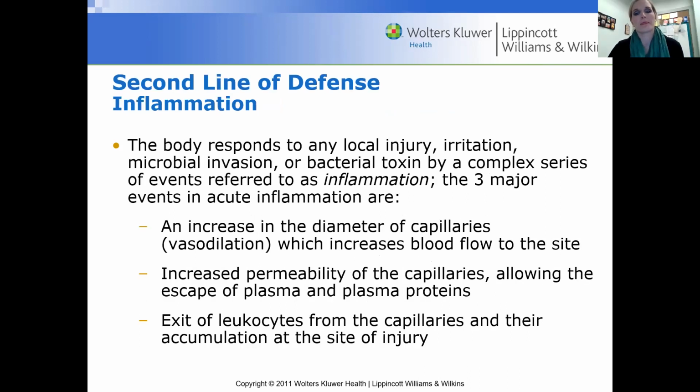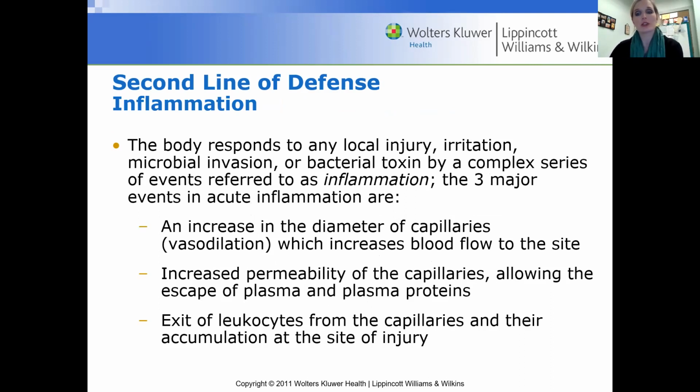Okay. All right. So interferons. Inflammation is another one. The body responds to any type of local injury, irritation, or even a microbial invasion or bacterial toxin by a complex series of events referred to as inflammation. So I'm sure we've experienced inflammation before.